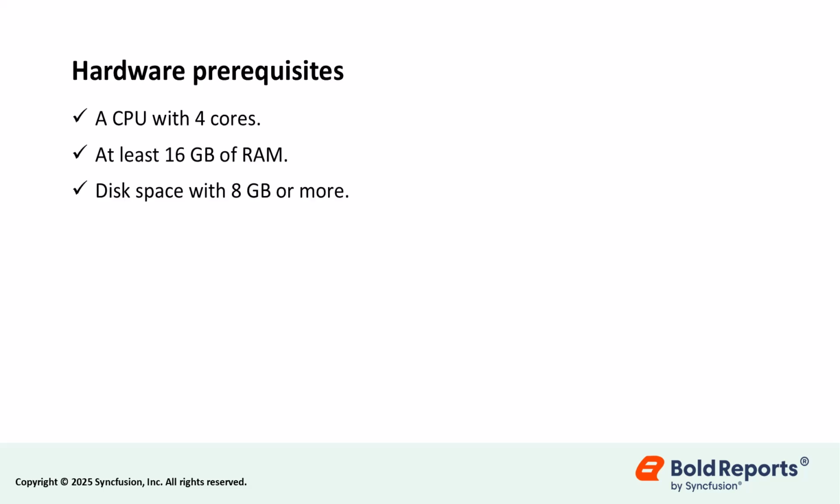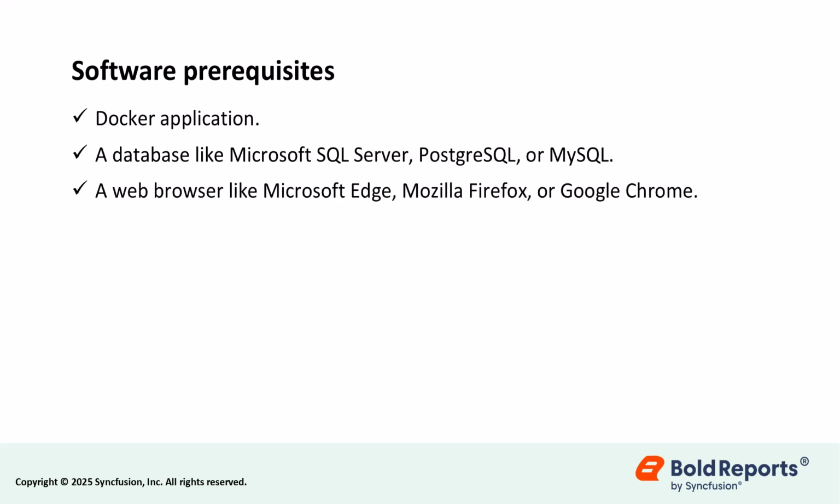The hardware requirements are a CPU with 4 cores, 16 gigabytes of RAM, and 8 gigabytes or more of disk space. For software requirements, you need a Docker application, a database like Microsoft SQL Server 2012 or higher, PostgreSQL or MySQL, and a web browser such as Microsoft Edge, Mozilla Firefox, or Chrome.